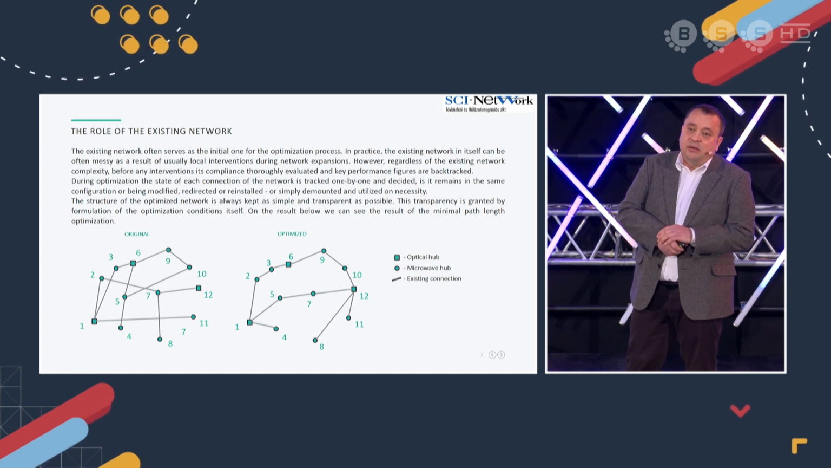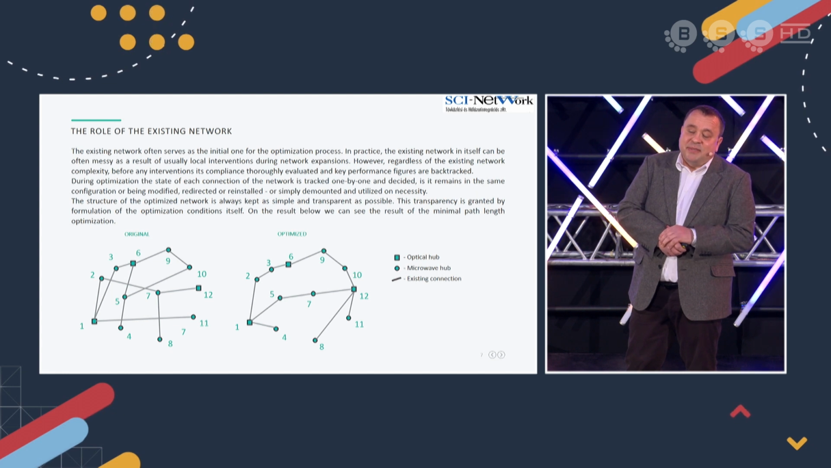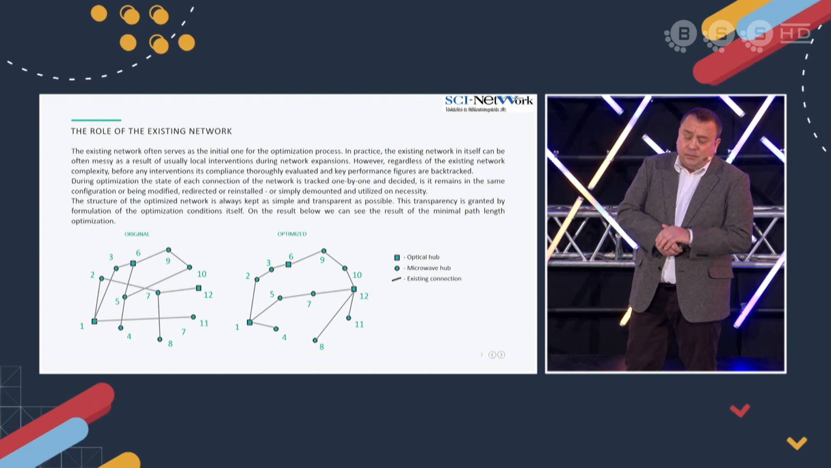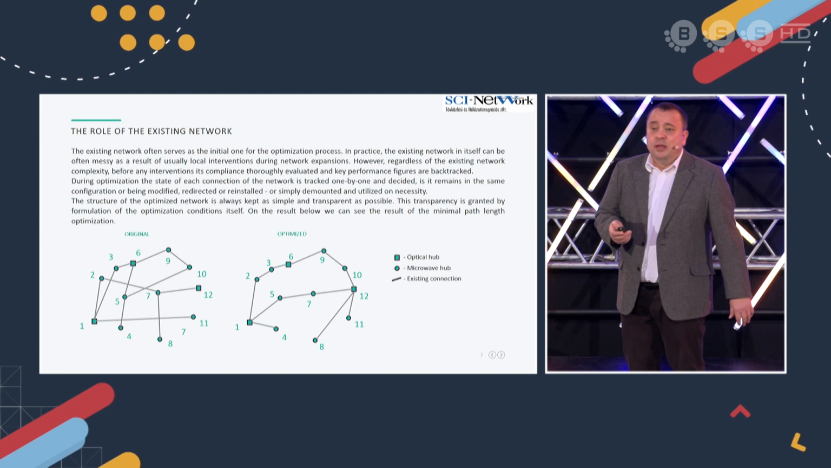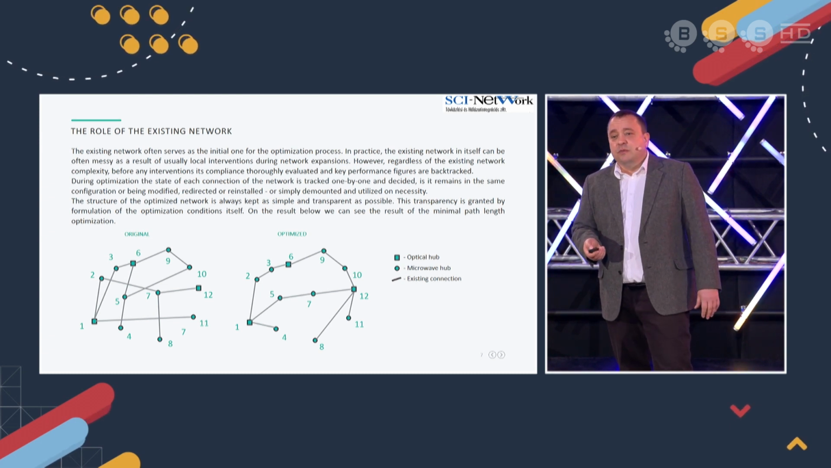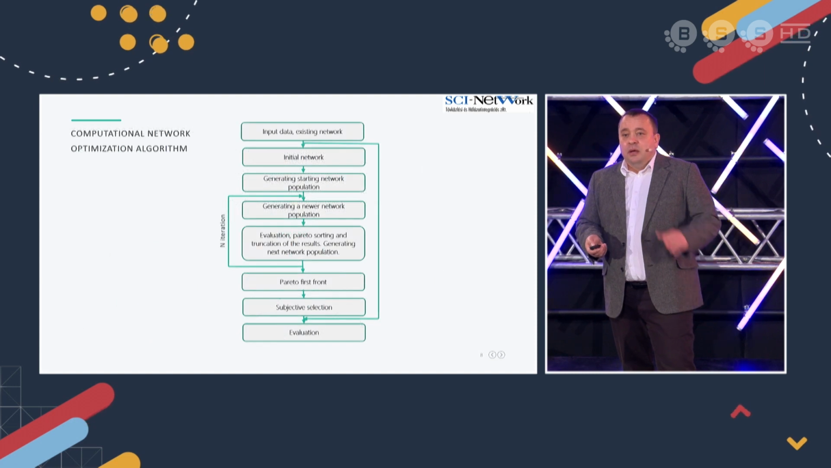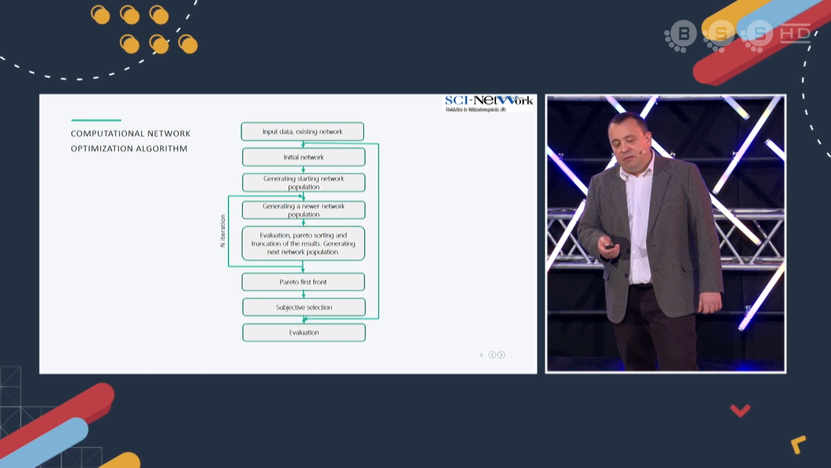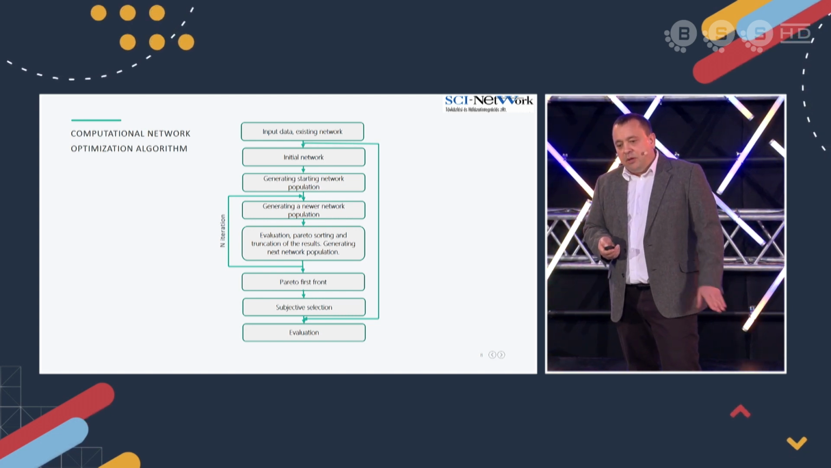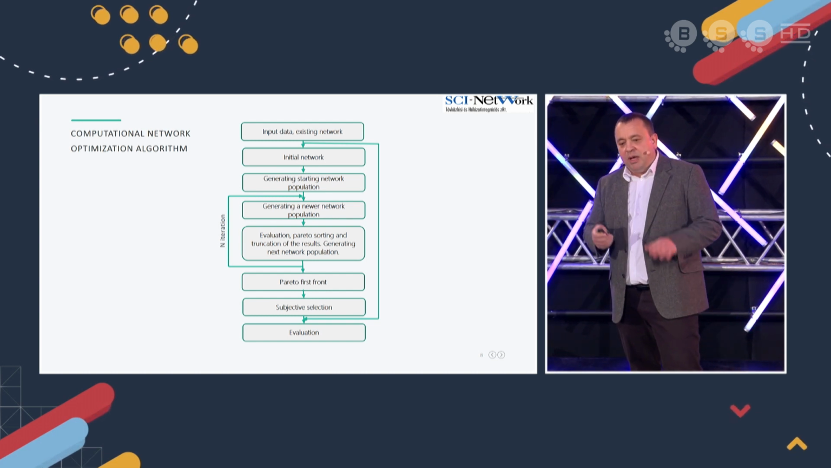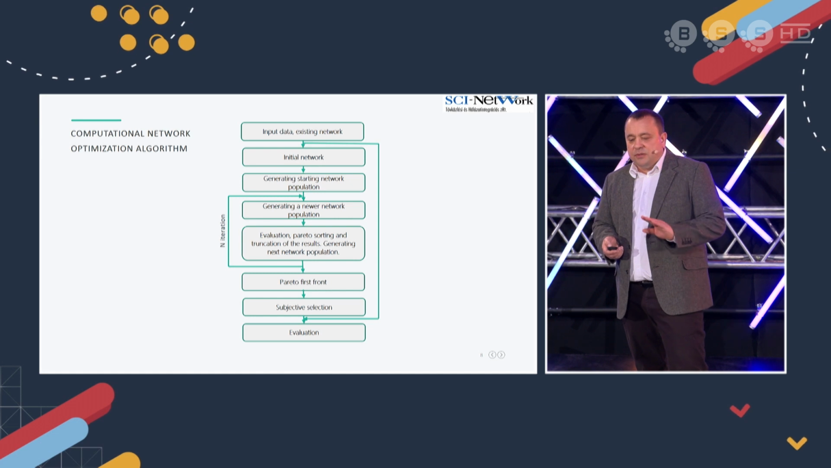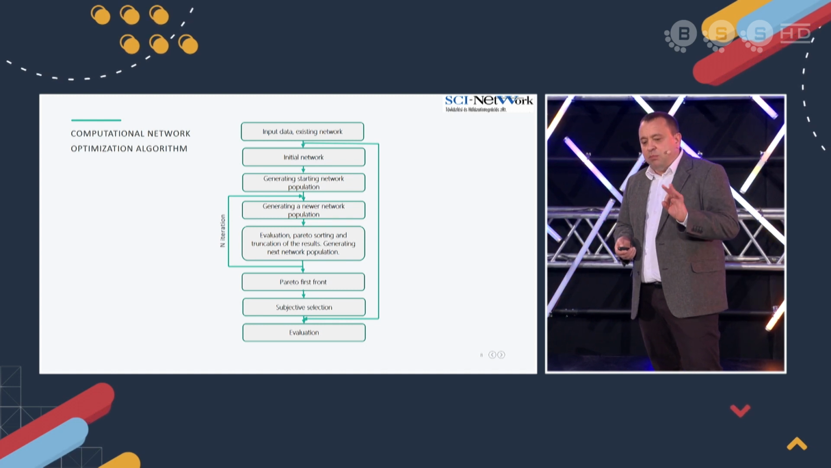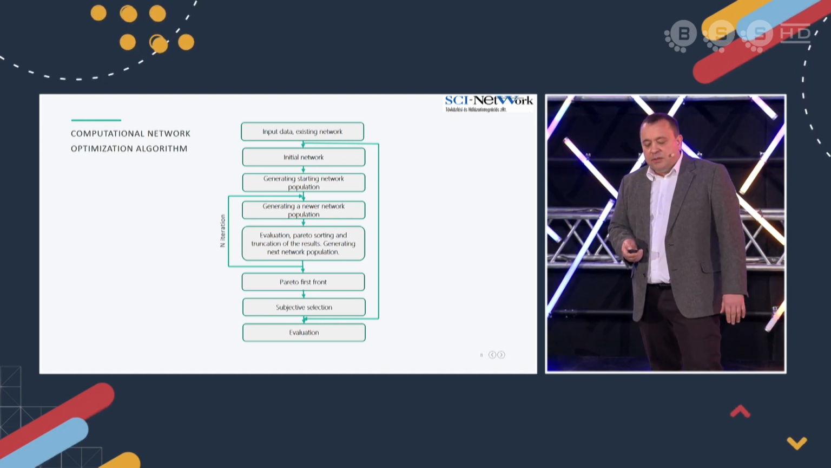You can simply check the paths for individual nodes and evaluate them, how they are connected in these networks. In this picture, we can see the optimization process itself. It is a very simple and very straightforward process. Probably everybody knows genetic algorithms. It is probably the most reliable and most robust process among this type of evolutionary algorithms.